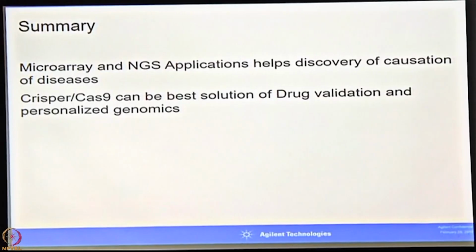So in summary, you can use the NGS application to identify the causation, the cause of that. And I gave a brief idea of how CRISPR-Cas can be the best solution for drug validation and personalized genomics. You can use NGS to identify the problems, and CRISPR might be used for the treatment part.